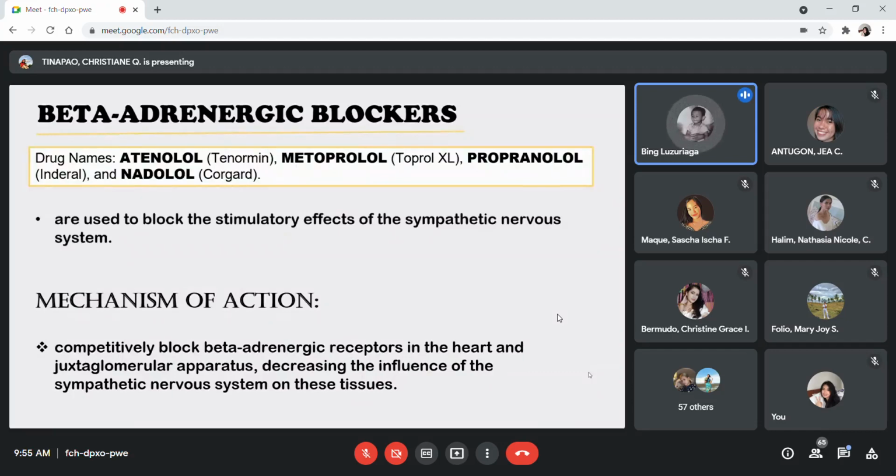If your vasodilators will solve the problem on supply, yes, you are correct, Miss Folio. It is the demand. Why? Because if you decrease the contraction of the heart, decrease the rate of contraction, you are decreasing its demand for blood.